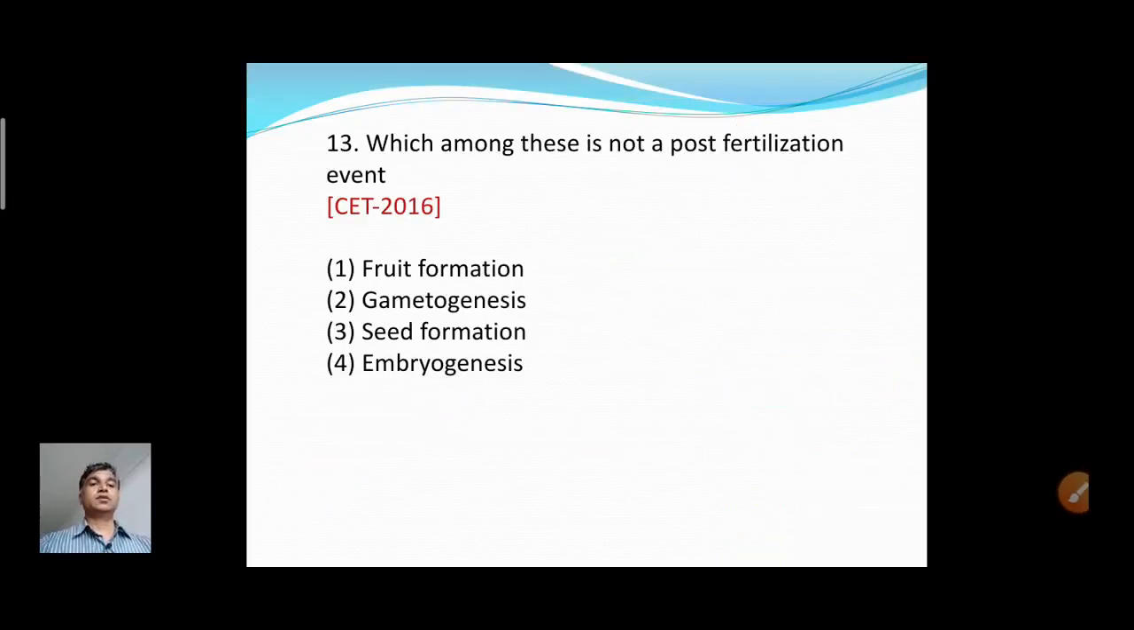Question number 13, which among these is not a post-fertilization event? So this is the easiest one. When you take the fertilization, sexual reproduction event, pre-fertilization means gametogenesis and gamete transfer. Fertilization means the actual union between the male and female gamete. After fertilization, zygote formation and embryogenesis take place.